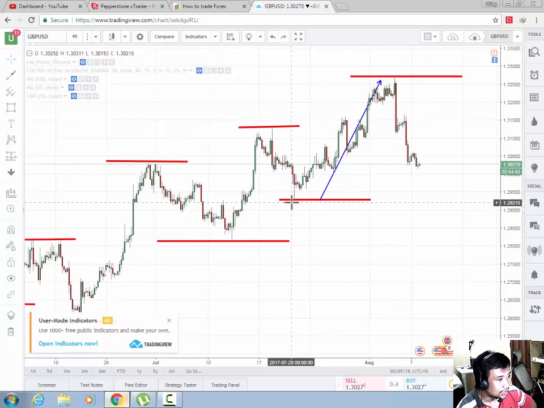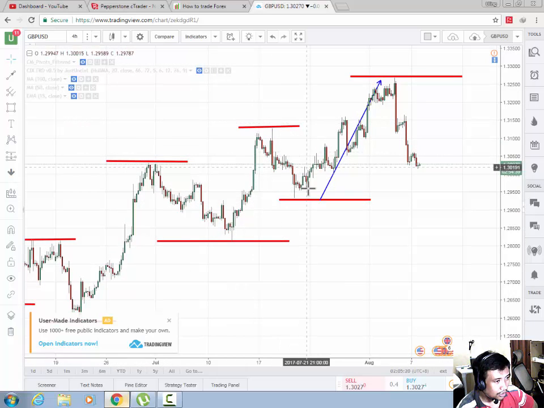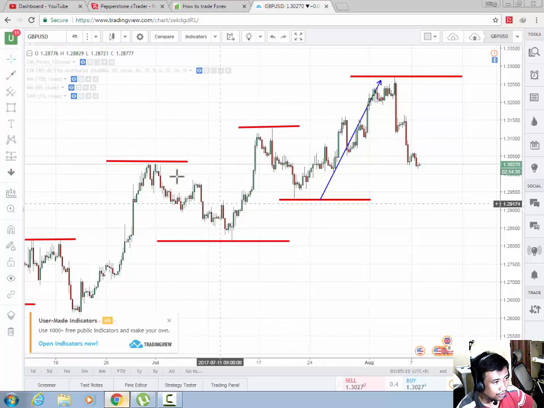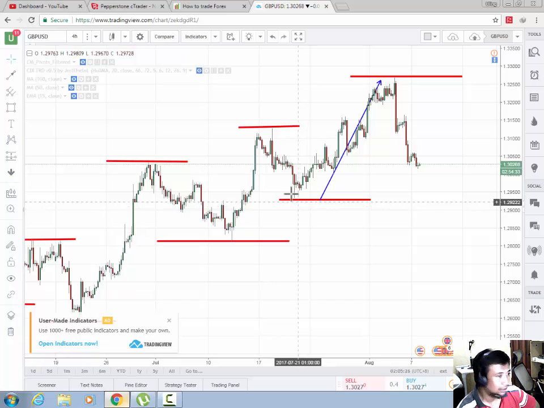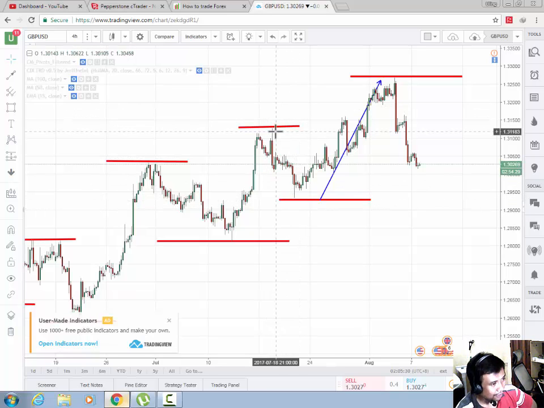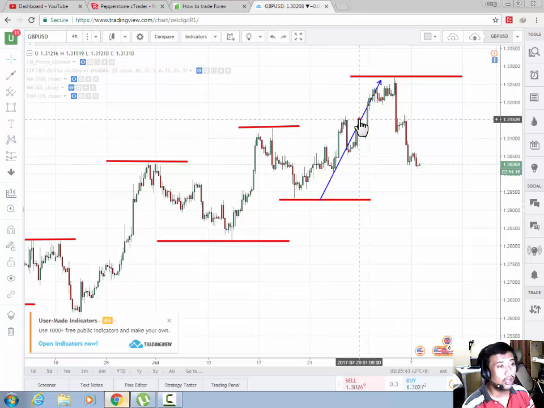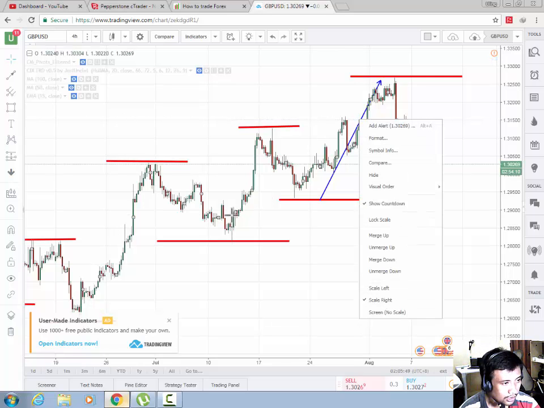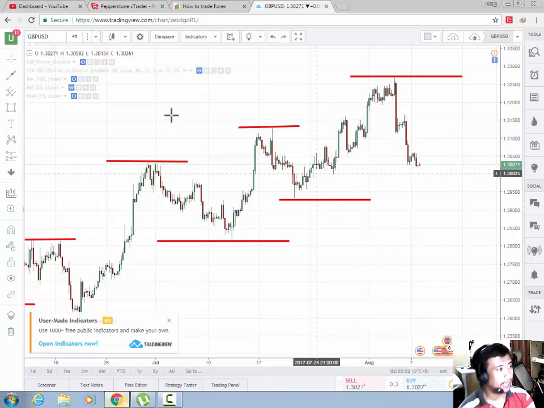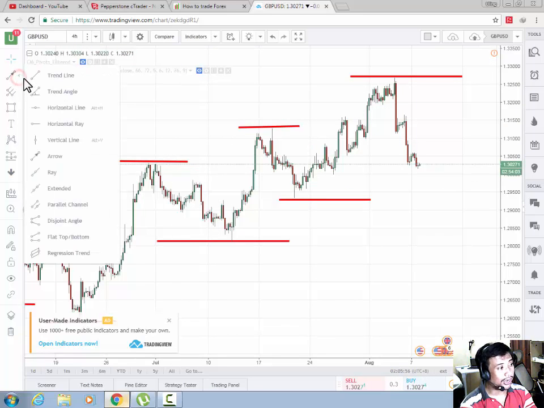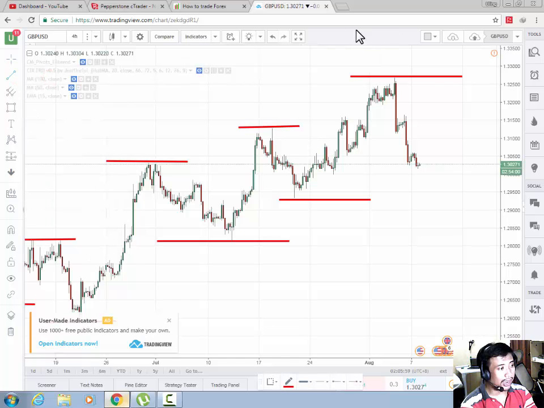As we could see, the red lines that we drew are already the roof and the floor, the resistance and the support of the daily. But since we are going to move on the 4 hours time frame, then we will draw again what the market is doing on the 4 hours time frame, so that we will not be confused. Hey, what's that? Let me remove this one. Okay. We will draw another line but color it blue to indicate that this is the 4 hours.